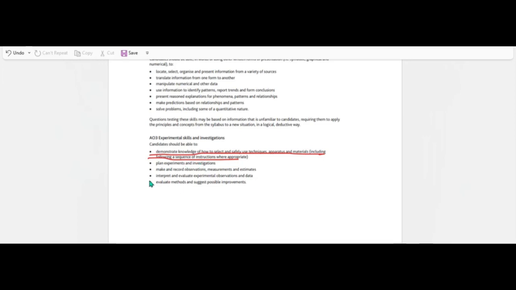Then interpret and evaluate experimental observations. This is all related to paper 6. We'll be doing all of this when we'll be covering the syllabus. Now here's your syllabus.